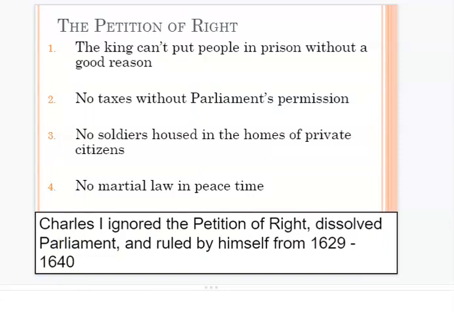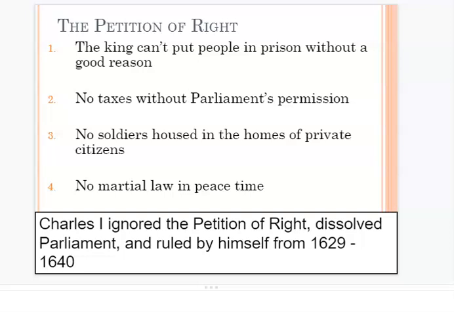He needs money. He's fighting a war. They are not happy with the war. And these are the important rights that he's forced to agree to. I won't put people in prison without good reason: habeas corpus. No taxes without Parliament's permission. I won't force soldiers to be housed in the homes of private citizens. No martial law in peacetime, which means the military cannot control cities. These should look familiar. These are rights and practices that we will adopt in the U.S.